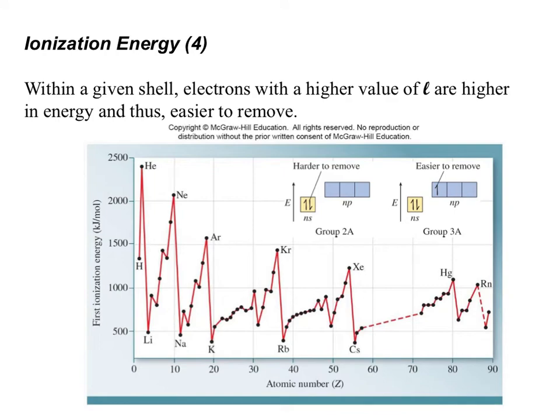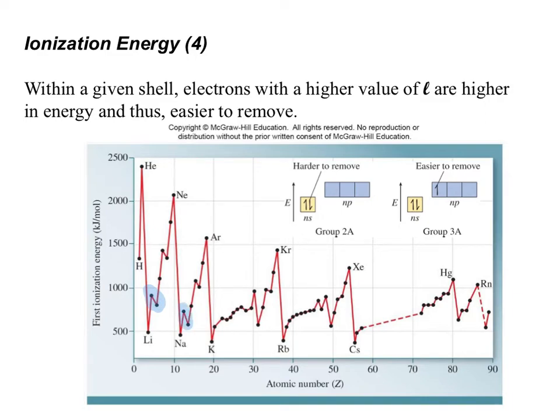Within a given shell, electrons with a higher value of l are higher in energy and thus easier to remove. Recall l being just the s versus p versus d and so on. This trend stands out if you look at group 2A and 3A.